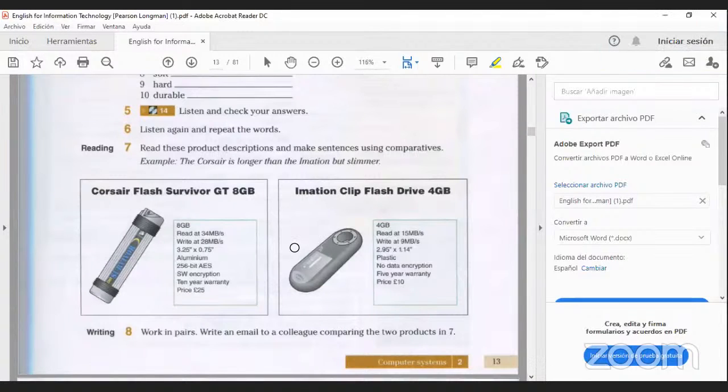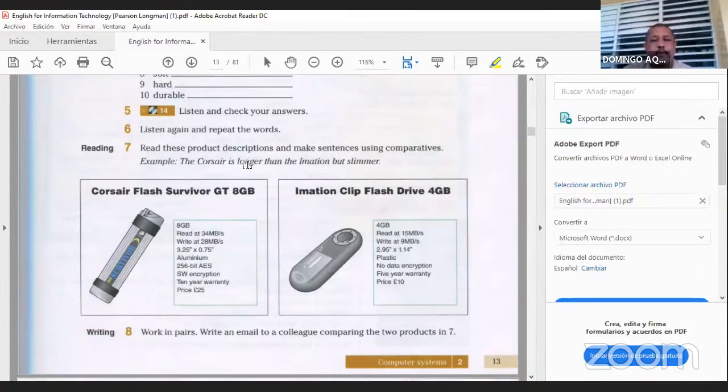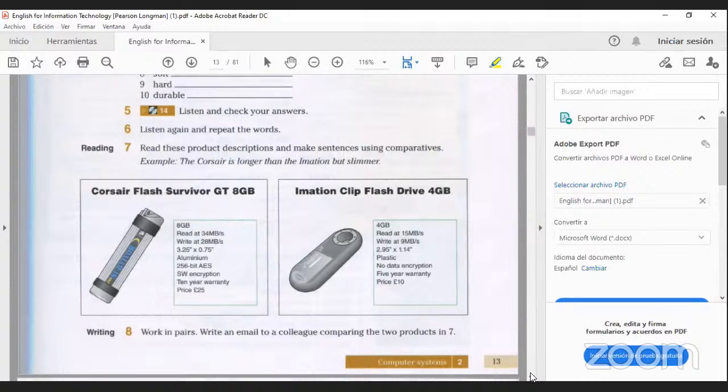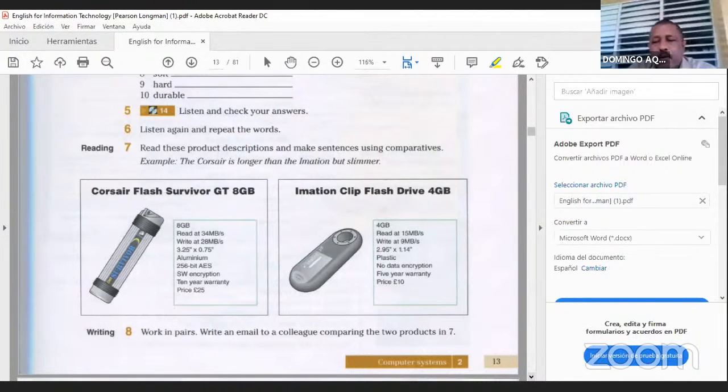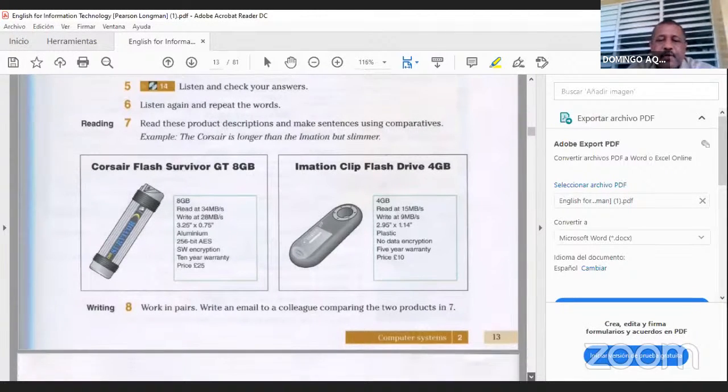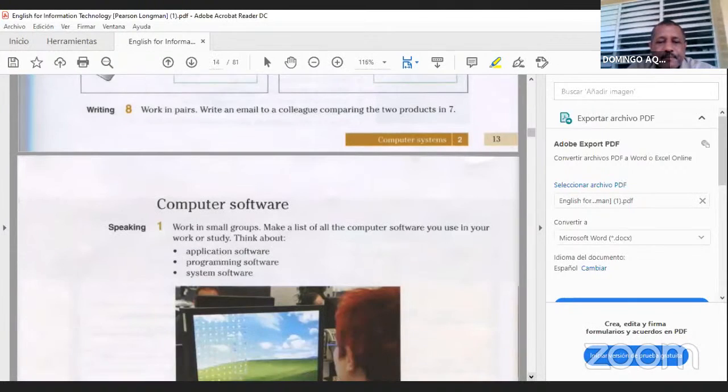Me, teacher. Okay, okay. Remember, the adjective plus er to make it comparative, and the word than, and the other device. Okay, so the time is over. We finished. So in your notebook, complete this exercise. The exercise number 7, completed.